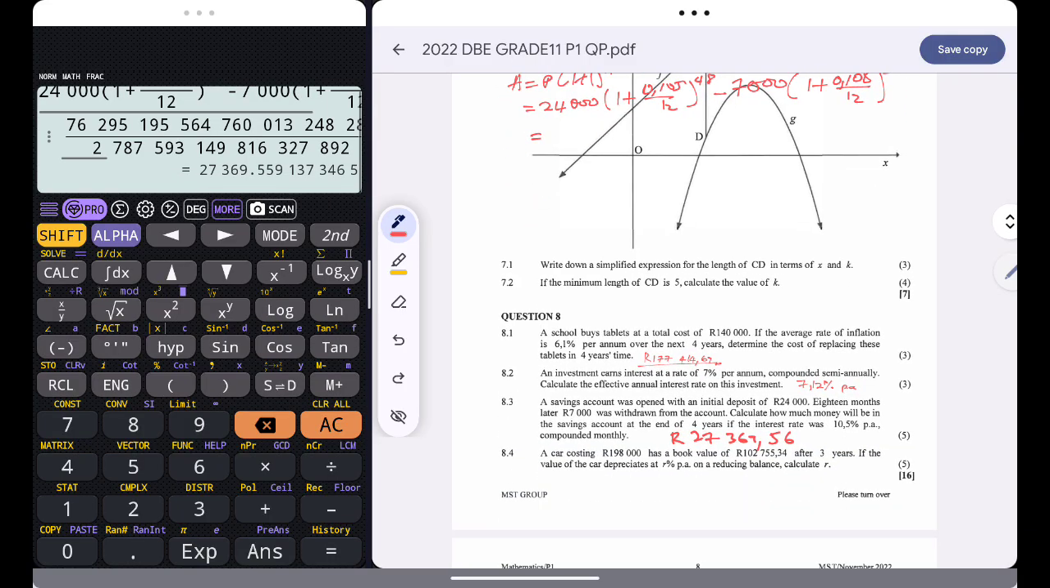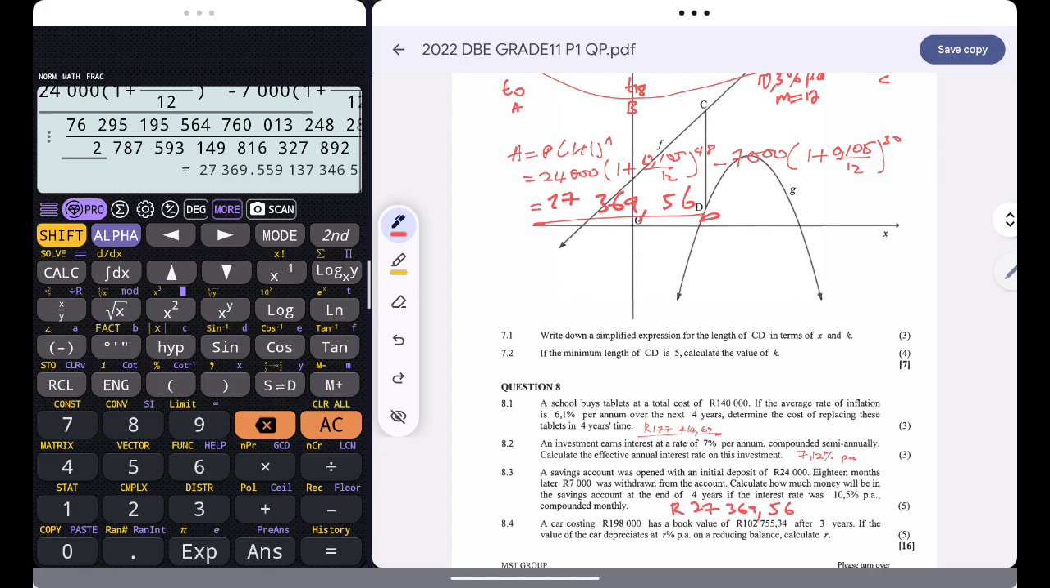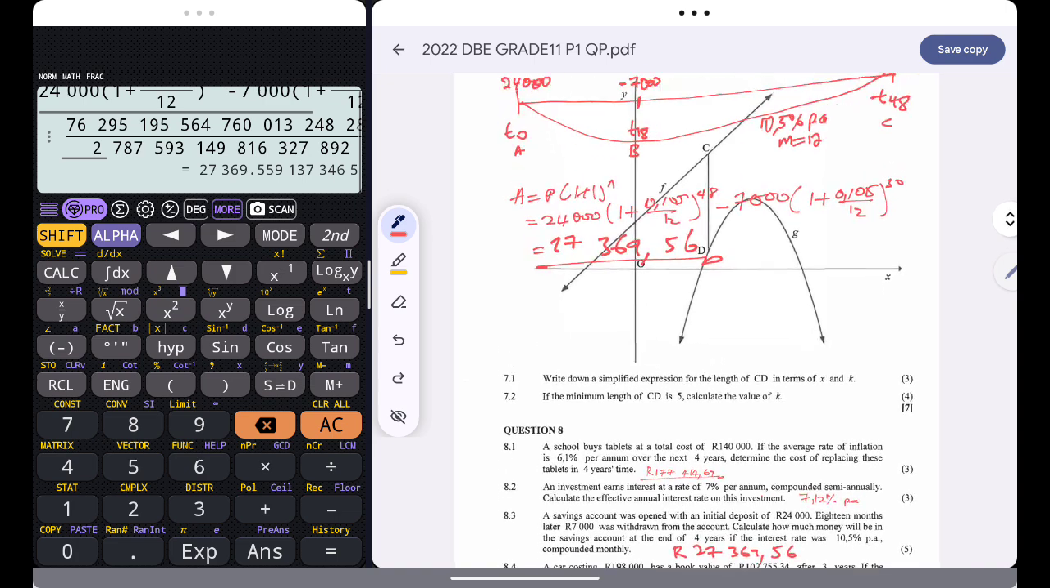We still get the same answer, right, guys? It's 27,369.56. You can do it by stopping whenever there's a change, or just do it in one calculation. It's up to you. Are you together? But you'll still get the same answer, 27,369 rands 56 cents. Okay, now let's move to 8.4.